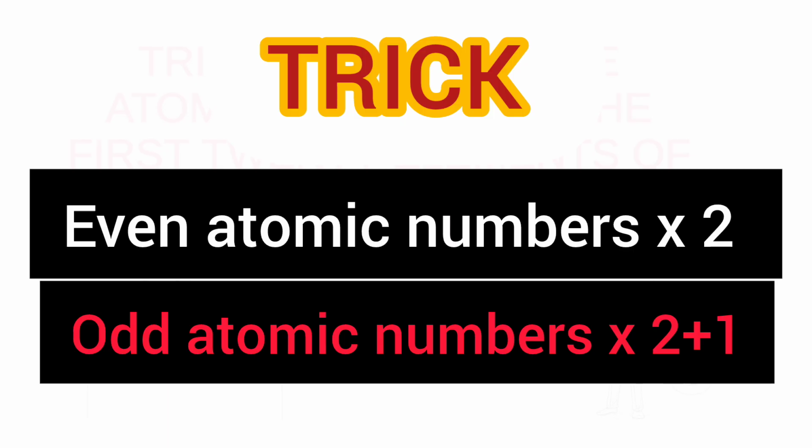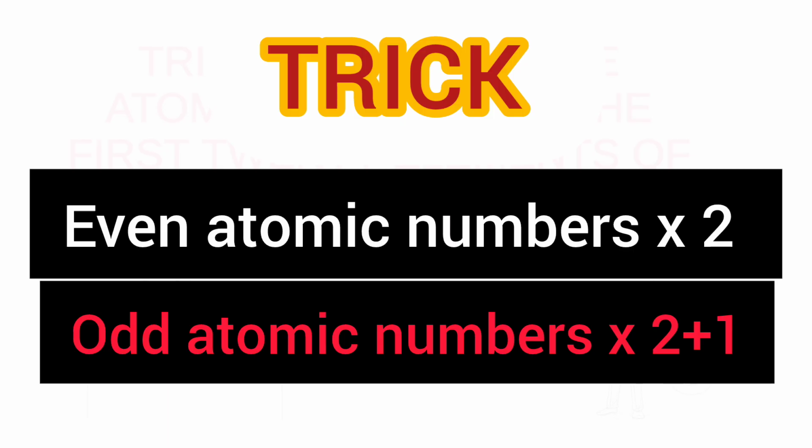Alright, so here is the magic formula trick. It's super straightforward and boils down to just two simple rules based on the element's atomic number. What is an atomic number? An atomic number corresponds to the position of the elements on the periodic table. For example, hydrogen occupies the first position on the periodic table, so its atomic number is 1. Another example, sodium. Sodium occupies the 11th position on the periodic table, so its atomic number is 11.